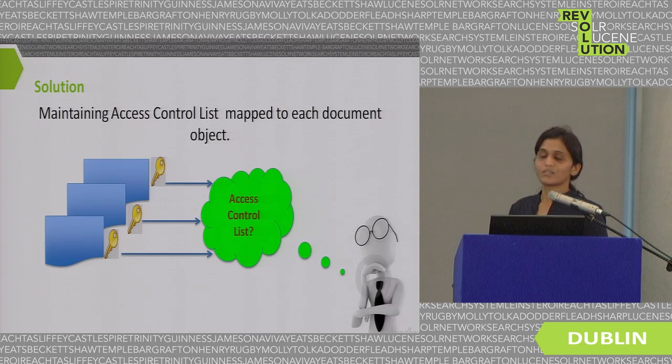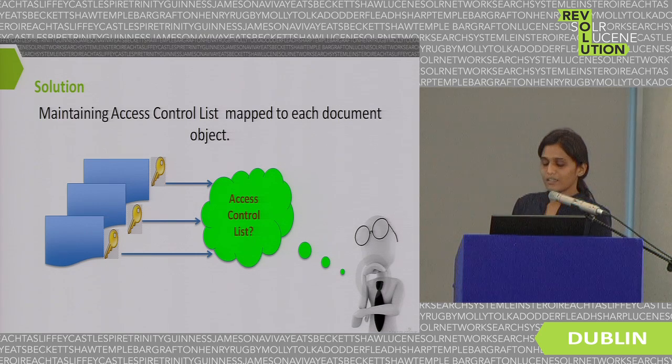Okay. So now we know the problem. So how are we handling it? We handle it by maintaining an access control list mapped to each document object. And what are these access control lists? These are the mapping between user space and the document space. That is, the mapping indicates the list of users who can access a particular document.